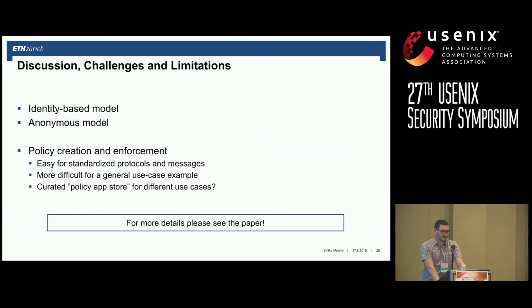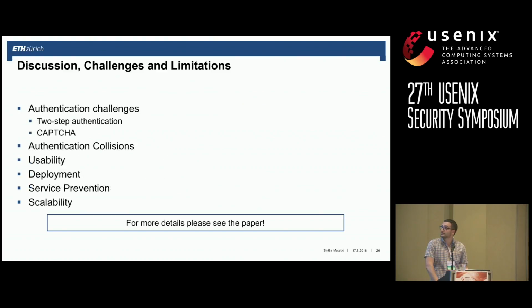I'm a bit over time now, so of course there are a lot of discussions, challenges and limitations about this scheme and model to present. I would encourage you, if you're interested, to see more details about different models of deployment, how policies could be created and enforced, and also about authentication challenges and what can be done there. If you have two-factor authentication, things like CAPTCHA, what about authentication collisions, usability, deployment, what if the service wants to prevent the usage of such a system, scalability, and so forth.